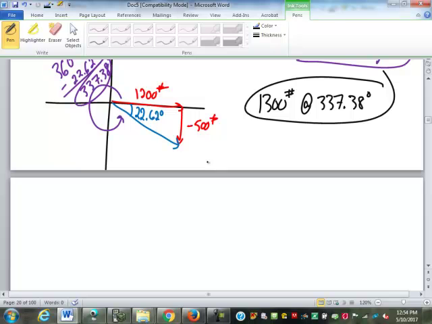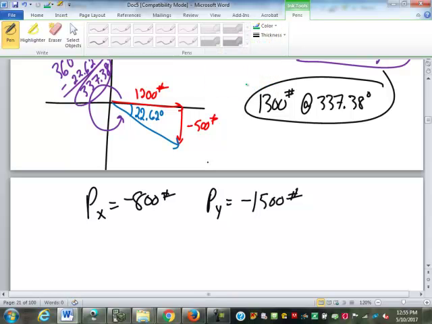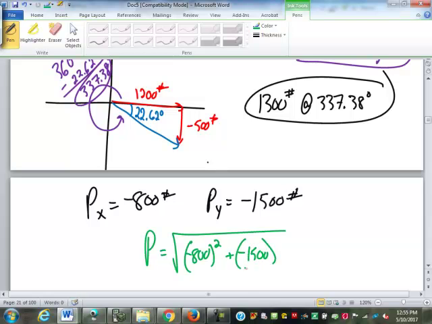If I gave you Px is negative 800 pounds, Py is negative 1,500 pounds. I'm going to trust that you guys can do the a squared plus b squared junk. Get that P is the square root of negative 800 squared plus negative 1,500 squared. That's going to be 1,700 pounds.